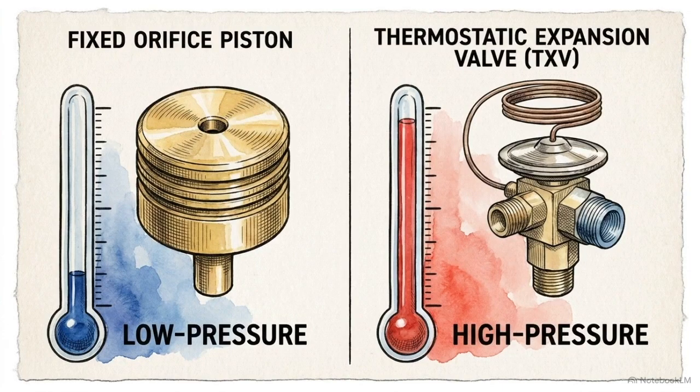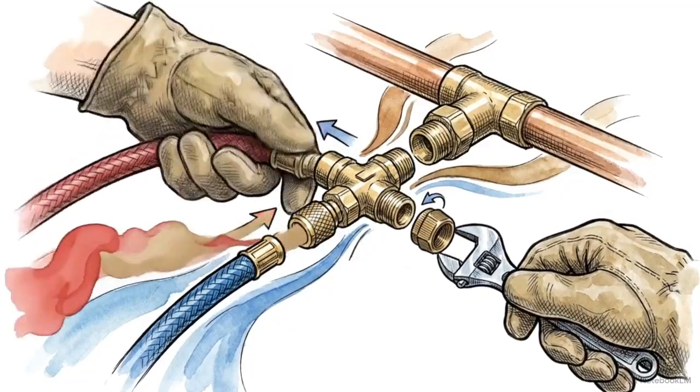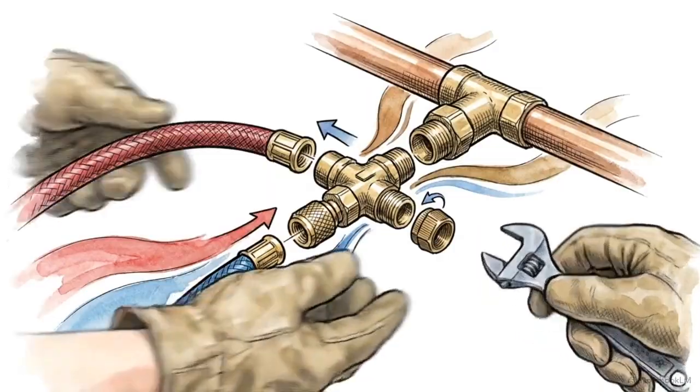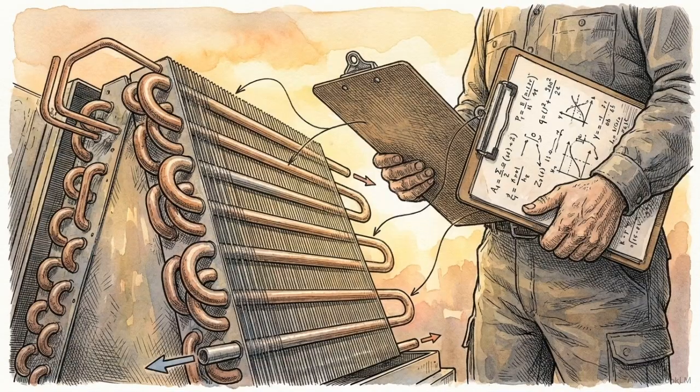This establishes two rigid charging rules. Fixed orifice systems must be charged by superheat, while TXV systems must be charged by subcooling. Gauge pressures alone mean nothing until you do the work to convert them into actual saturation temperatures. You must map the physical states, run the saturation math, and let the thermodynamics reveal the true health of the system.